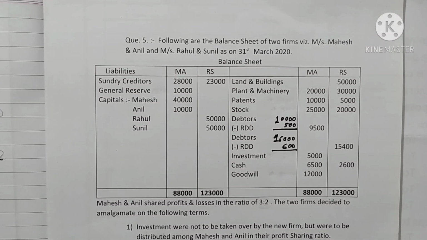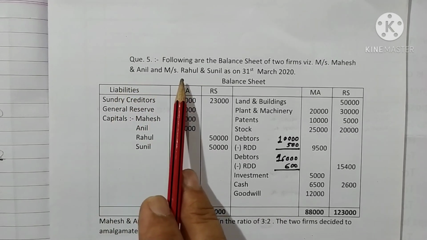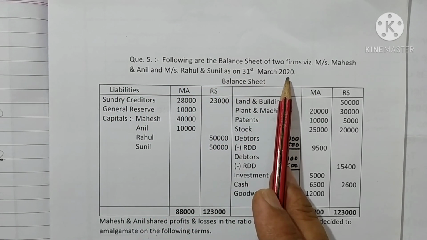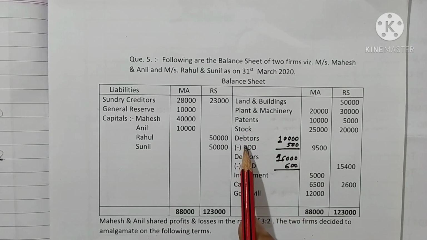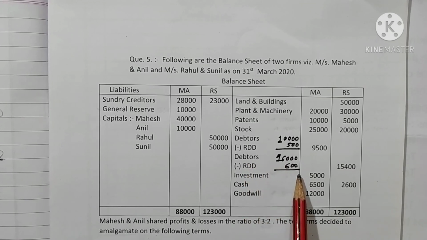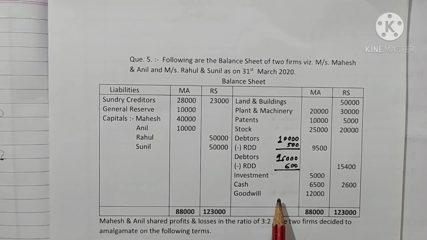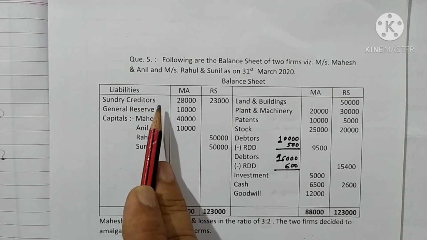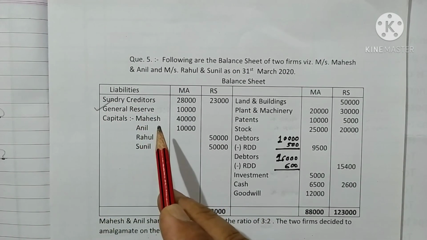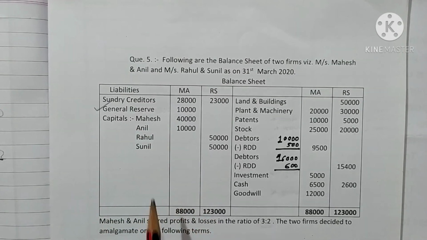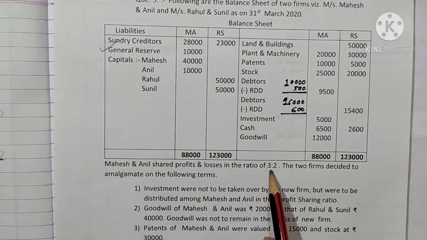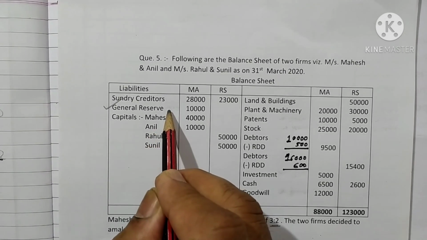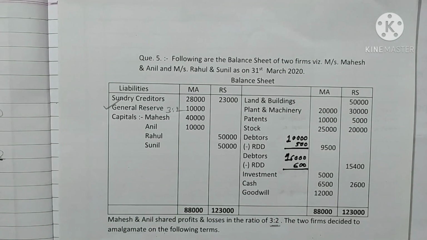Now we read the question. Following are the balance sheets of the two firms, Messrs. Mahesh and Anil and Messrs. Rahul and Sunil, as on 31st March 2020. Land and building, plant and machinery, patent, stock, debtors less RDD, investment, cash, goodwill. On the liability side, creditors, general reserve, which is to be transferred to partners' capital accounts, and capitals. Mahesh and Anil share profits or losses in the ratio of 3:2. We have to divide the general reserve in the ratio of 3:2.